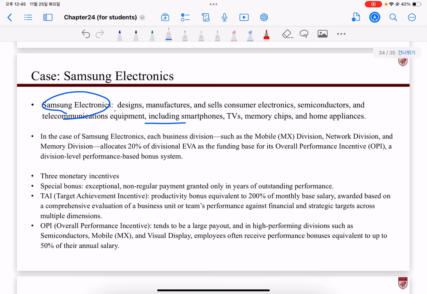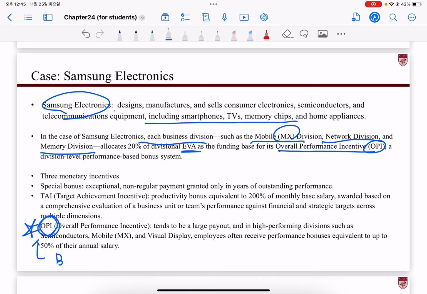Samsung, I'm not reiterating what they are. They have a lot of divisions: mobile, MX division, network division, memory division. Unlike SK Hynix, they actually allocate what's called the overall performance incentive, OPI, which is a huge part of the bonus for the employees. Okay? And actually, this is not a company level EVA like SK Hynix. It's based on division. So they allocate 20% of divisional EVA, right? Which is quite huge.